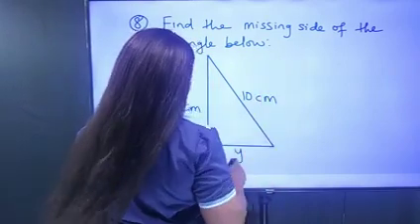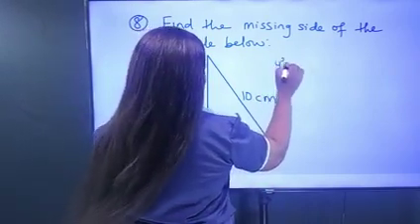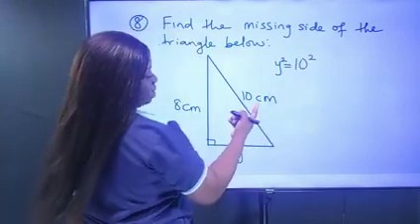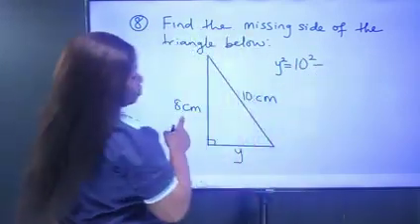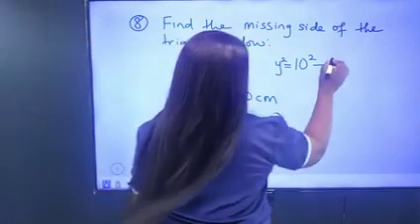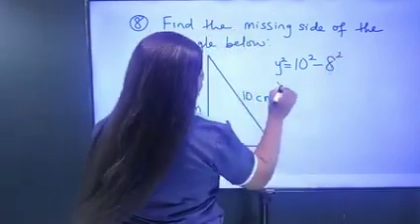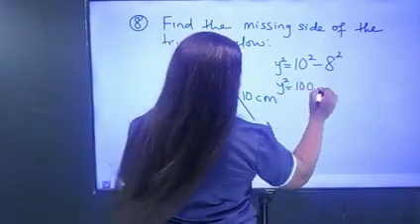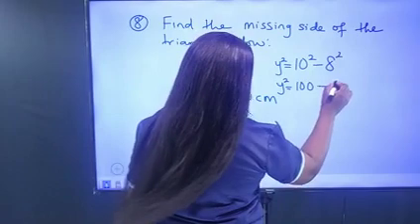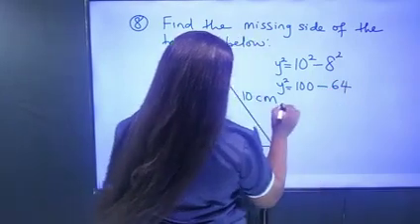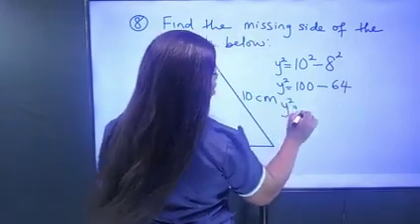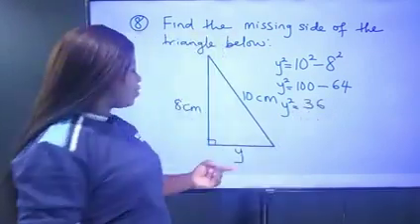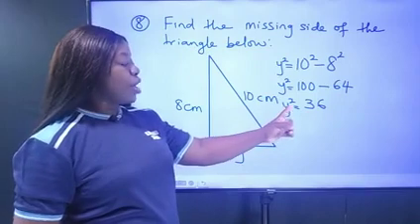We're going to find the square. The square of the adjacent will be equal to the square of the hypotenuse, this is the hypotenuse, minus the square of the opposite side, which is 8 centimeters. So that will be y square equals the square of 10 is 100 minus the square of 8 is 64. So now the difference between 100 and 64 is 36.